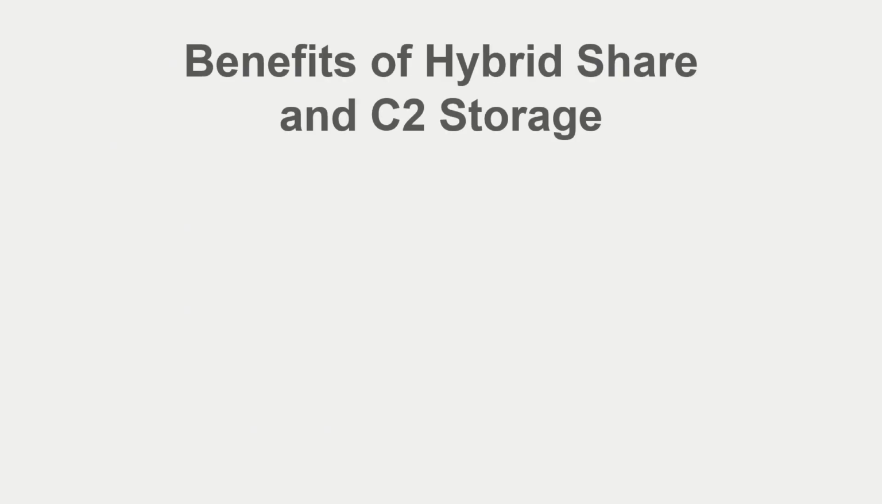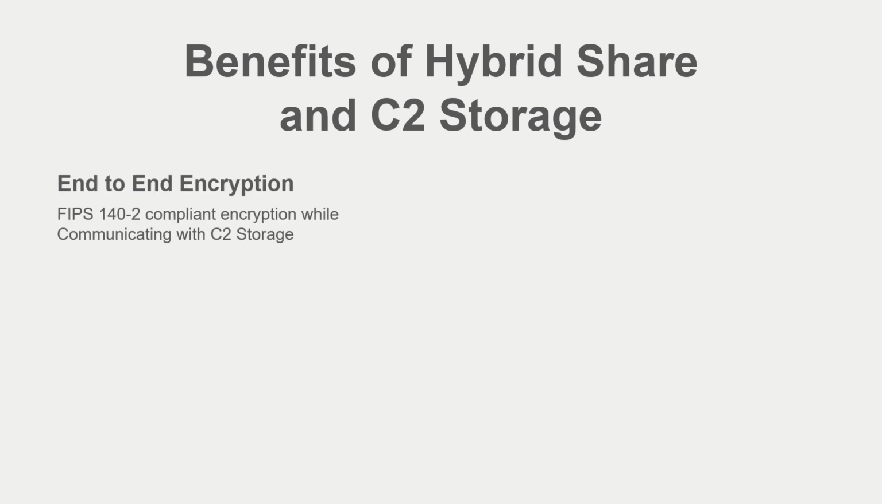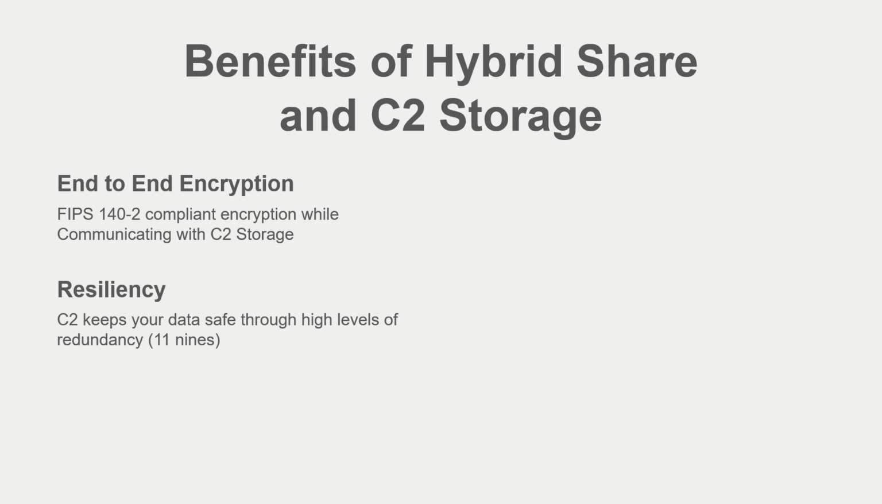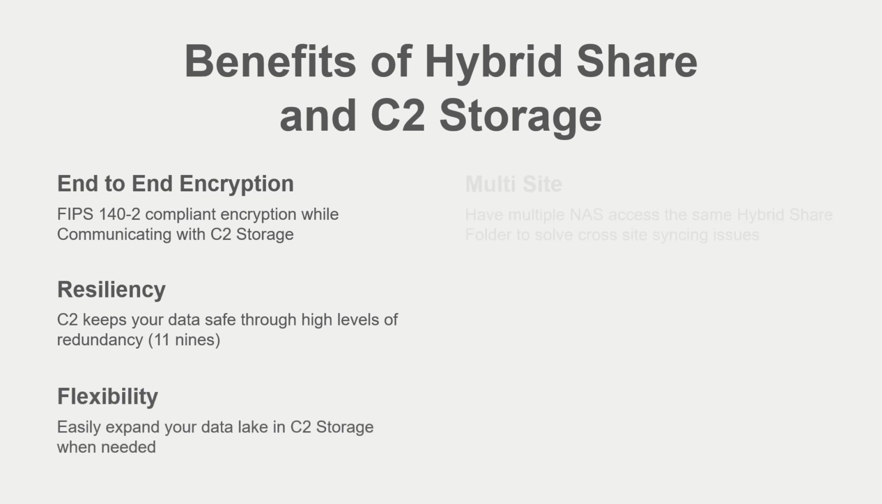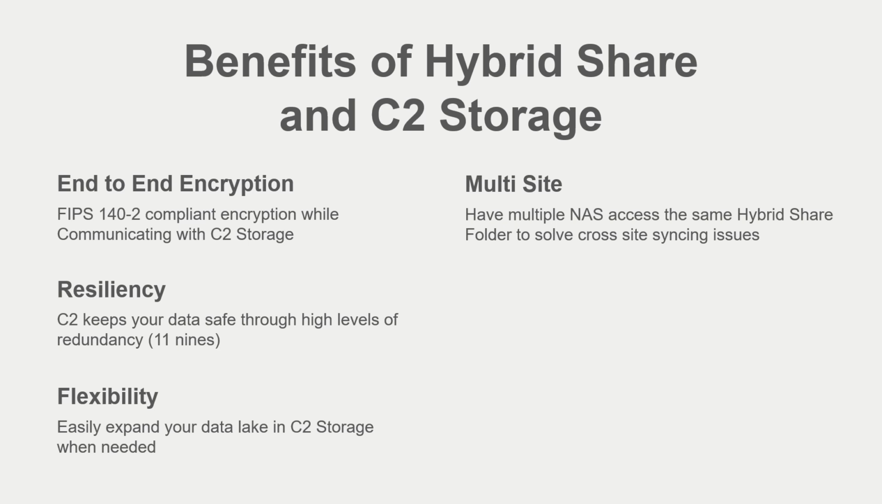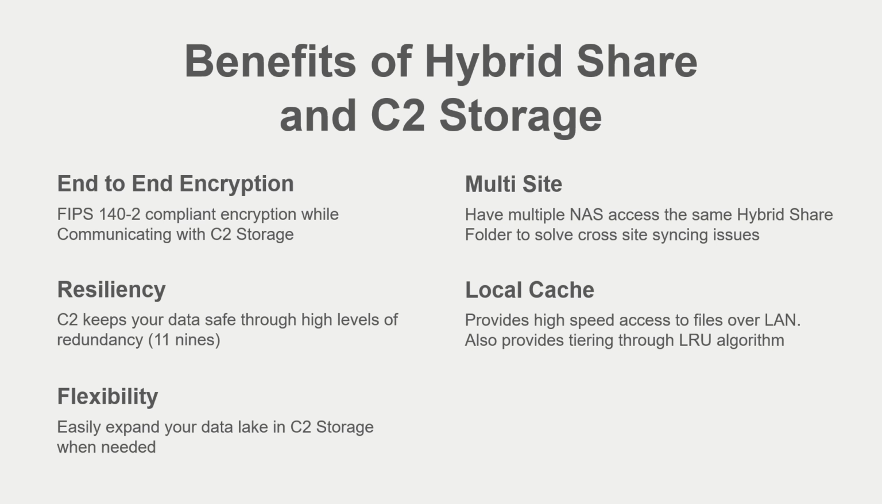Now let's talk a little bit about the benefits of hybrid share and C2 storage being used in tandem. First off, you get end-to-end encryption, and this is FIPS compliant encryption while communicating with C2 storage, and also there's encryption at rest. On top of that, there's high levels of resiliency and flexibility, so you can grow your C2 storage environment as your business grows, even if your data demand is increasingly aggressive. Also, this whole environment, just like C2 identity, was multi-site by design, and you can have multiple NAS access the same hybrid share folder to solve cross-site syncing issues, because your C2 storage environment is the central hub for syncing for all other locations. On top of that, your local cache provides high-speed access to files over LAN.